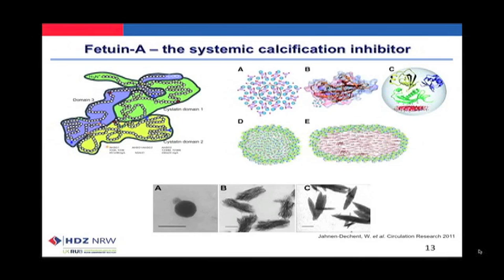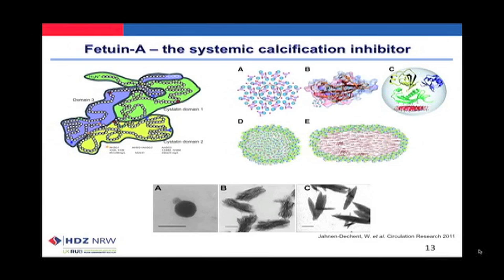Fetuin-A is the most important systemic calcification inhibitor, as far as we know to date. This protein has 3 different domains, as you see on the slide on the left side, which all can bind mineral crystals. Several Fetuin-A molecules together can bind these mineral crystals and build so-called calciprotein particles, which is shown on the right side of the slide in the figure pointed out by E, for instance. These calciprotein particles are normally cleaned out of the circulation so that they cannot be bound by tissue structures, so that there is no crystal growth and the tissue is not damaged.